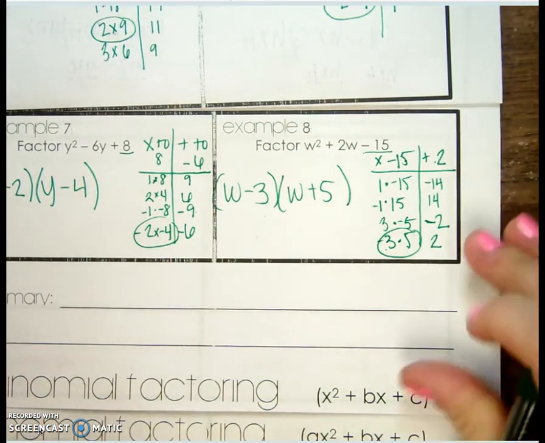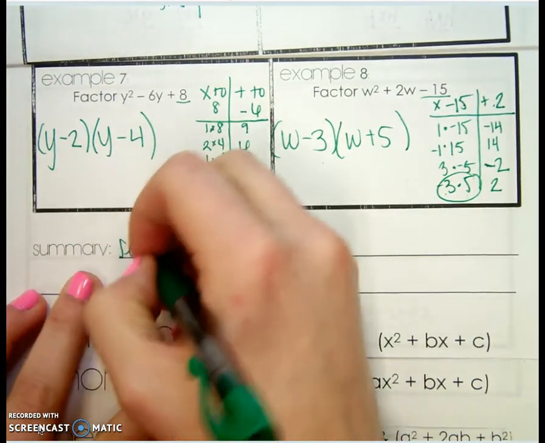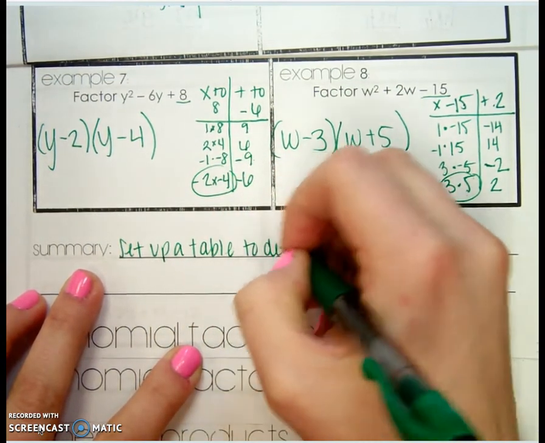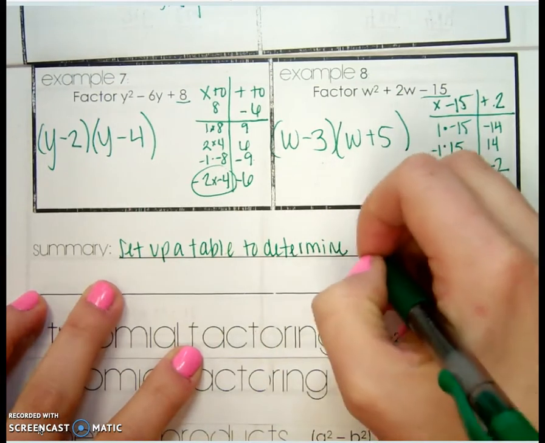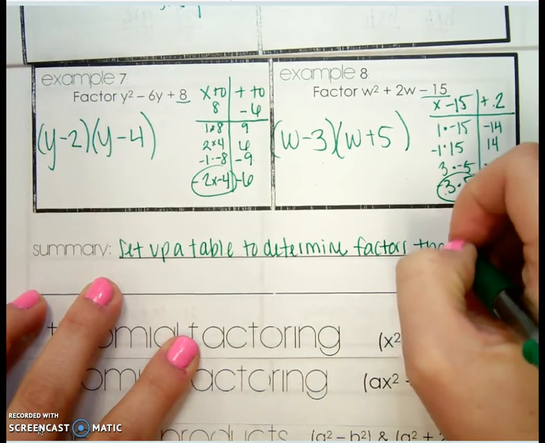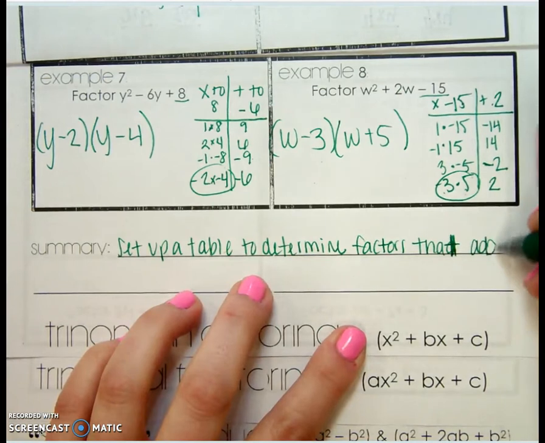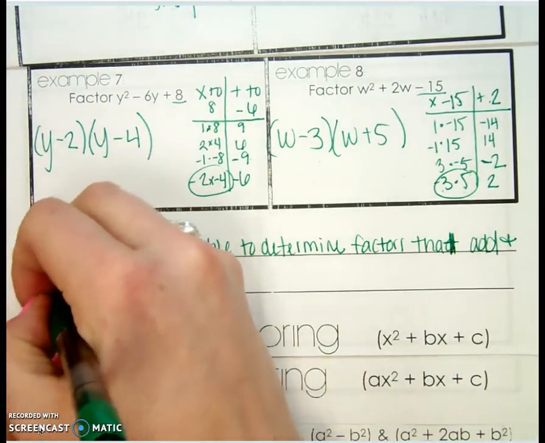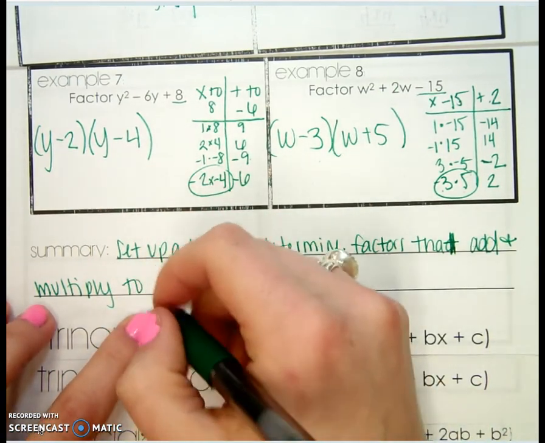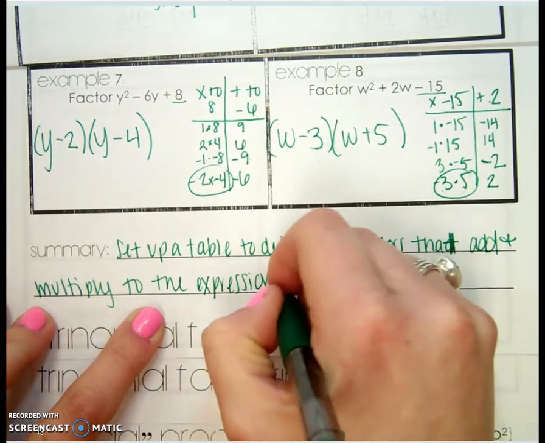Now let's summarize. We're going to set up a table to determine factors that add and multiply to the expression.